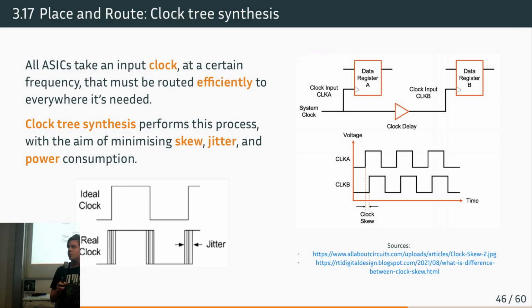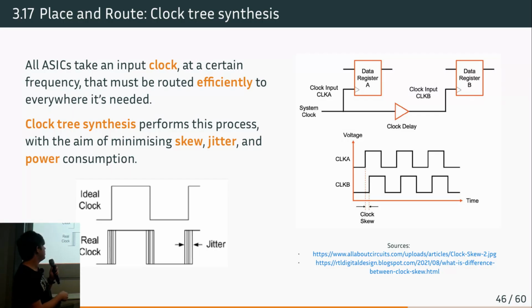Next up, we have clock tree synthesis. Now, all digital chips are going to take an input clock at a certain frequency that needs to be routed efficiently to everywhere it's needed on the chip. And this is what clock tree synthesis does. The idea is basically that we want to connect up this clock signal to everywhere it's needed in the chip while minimizing skew, jitter, and power consumption.